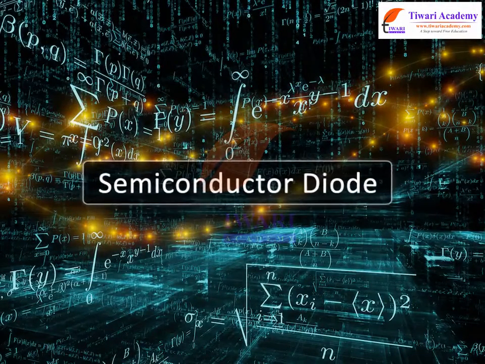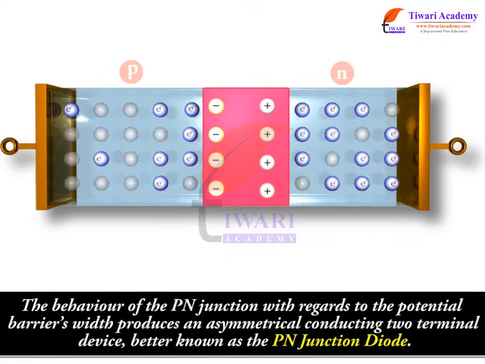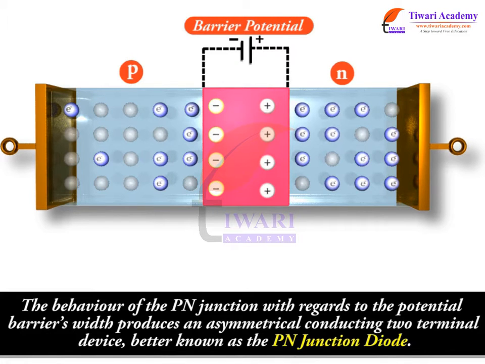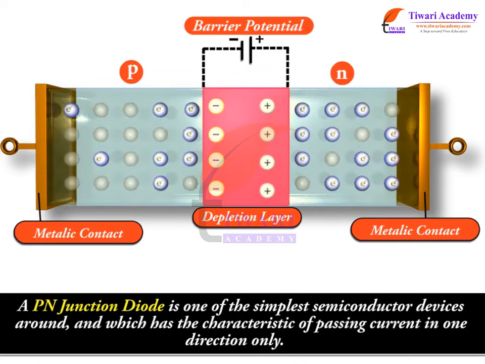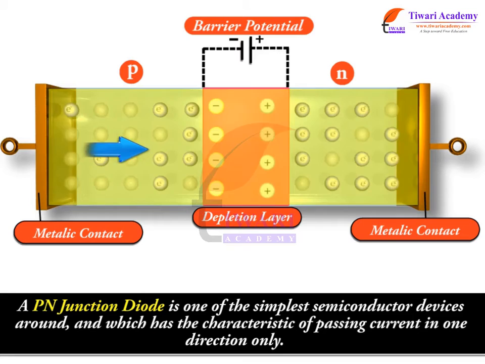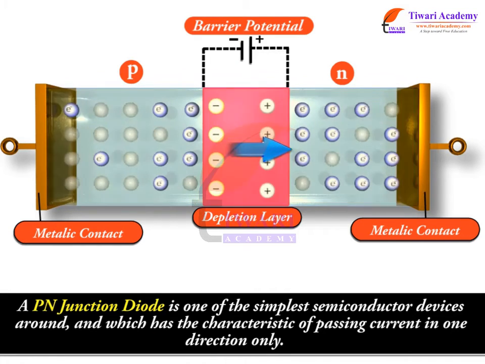Semiconductor diode. The behavior of the p-n junction with regards to the potential barrier's width produces an asymmetrical conducting two-terminal device better known as the p-n junction diode. A p-n junction diode is one of the simplest semiconductor devices around, and has the characteristic of passing current in one direction only.